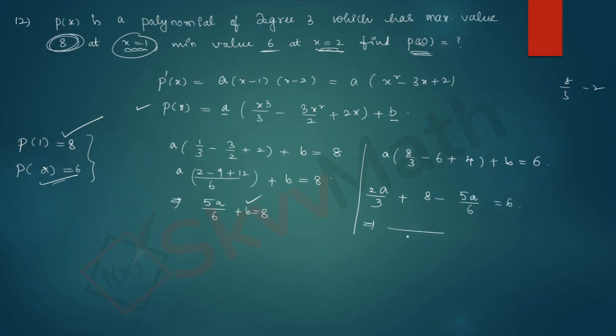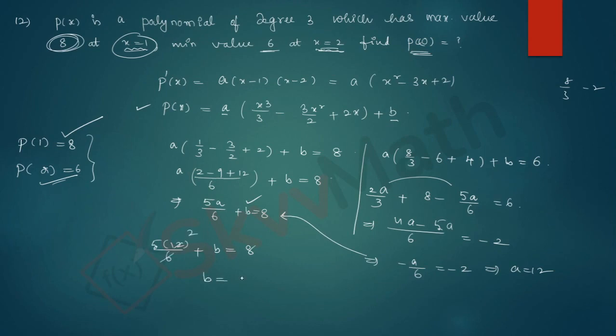So if we take 6 LCM for these two, what do you get? 4a minus 5a is equal to 6 minus 8. So minus a by 6 is equal to minus 2, which implies a is equal to 12. So if you substitute back a equals 12 here, 5 into 12 by 6 plus b is equal to 8. So 6 twos are 12, 5 twos are 10, so b is equal to 8 minus 10, minus 2. So we got the b value also.